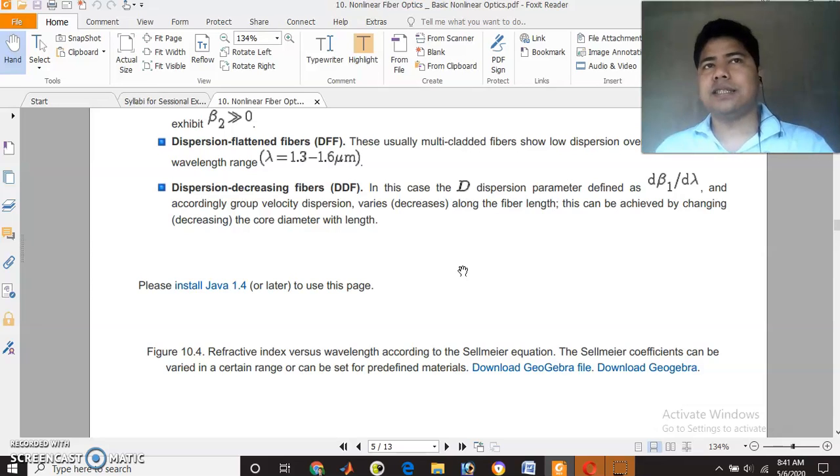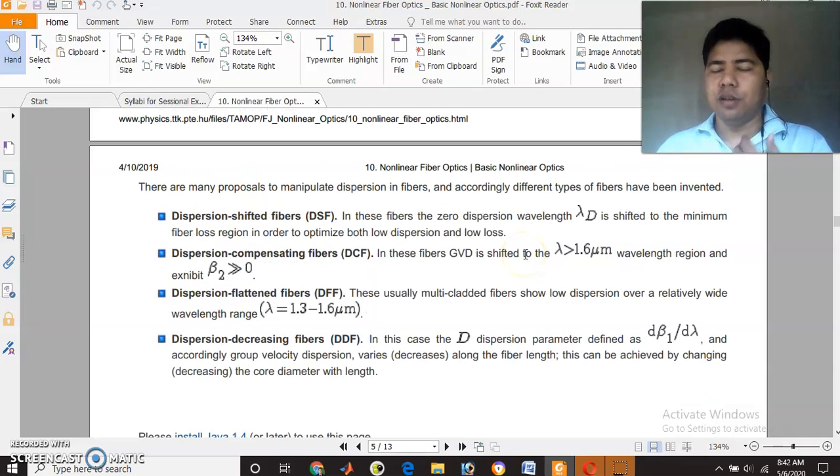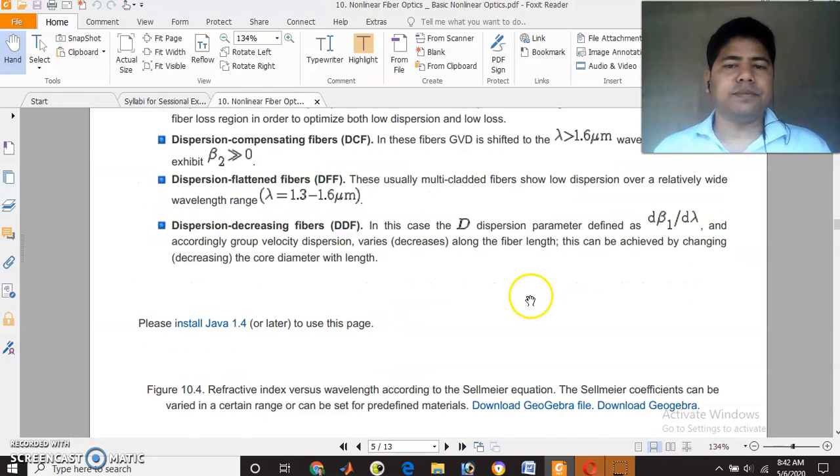Because if dispersion is small, around the zero dispersion wavelength, then our pulse will not be broadened enough, and there will be a large effect of the non-linearity. So it is better to have almost zero dispersion, to minimize dispersion near the zero dispersion wavelength. So how can we do that?